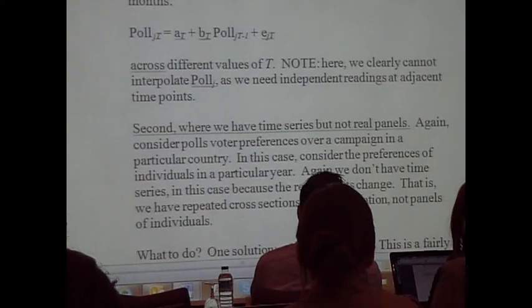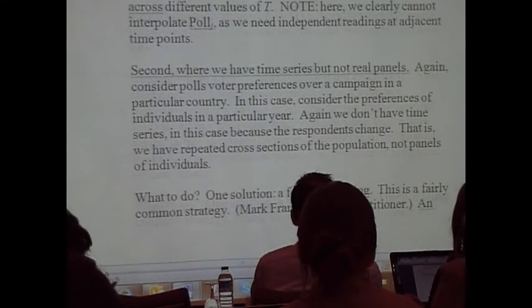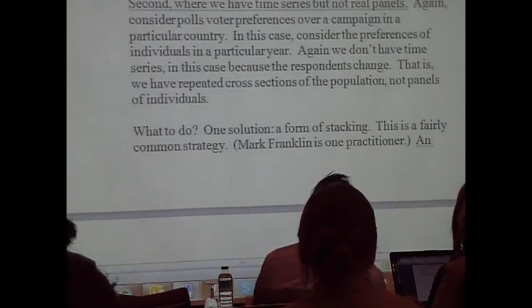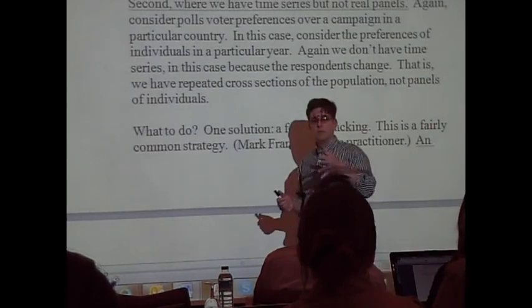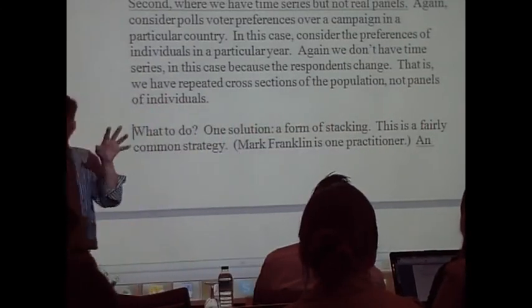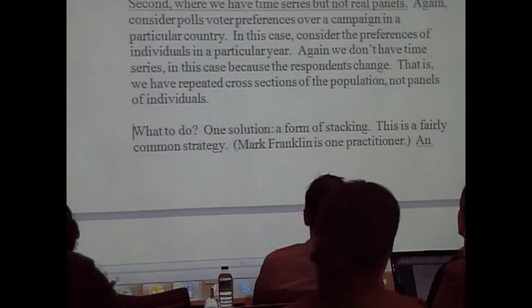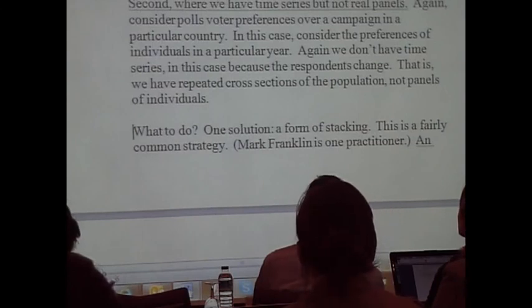Another possibility: we don't have real time series here. We have time series, but not real panels. What kind of case is this? Think about polls of voter preferences over a campaign, where you consider the preferences of individuals in a particular year. In this case, we have separate polls with different individuals. We're just looking at one election year, a presidential election or parliamentary election, whatever. The respondents are changing, so we don't have real panels. This is a very, very common circumstance, and this data turns out to be really powerful.